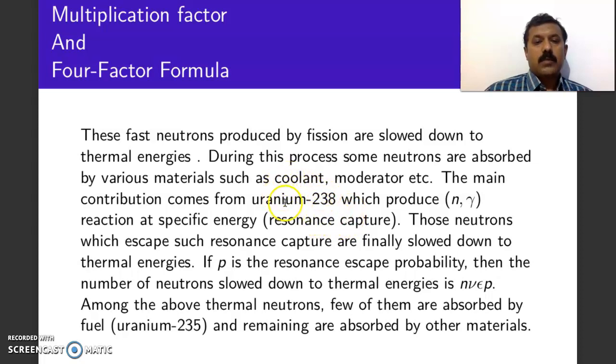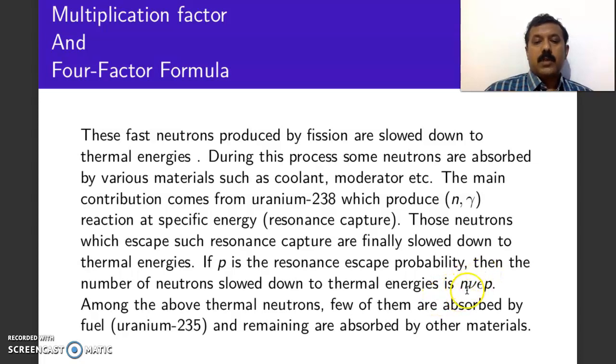Only those neutrons which escape from this resonance capture will be available for causing fission in uranium-235, or only those neutrons which escape resonance capture reach thermal energies. If we consider P as the resonance escape probability, then the number of neutrons that are slowed down to thermal energies will be equal to nu epsilon into P. These are the thermal neutrons, reduced to thermal energies.